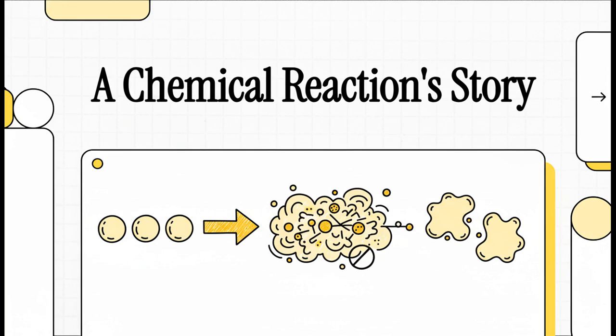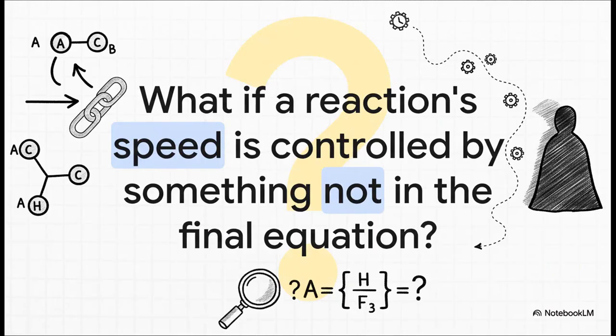We see the beginning, the reactants, and we see the end, the products. But just like any really good story, the most interesting parts are usually hidden somewhere in the middle. Today, we're going to pull back the curtain and uncover one of those hidden plots. Just think about that for a second. What if all the main characters are right there on stage, but some secret, off-screen player is the one really pulling the strings, deciding how fast the whole story unfolds? Well, that's exactly the mystery we're diving into today.